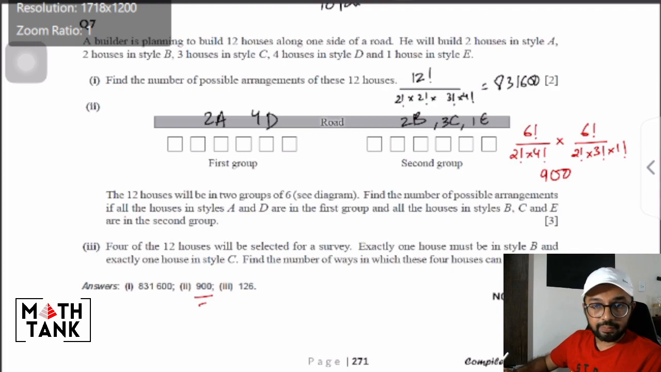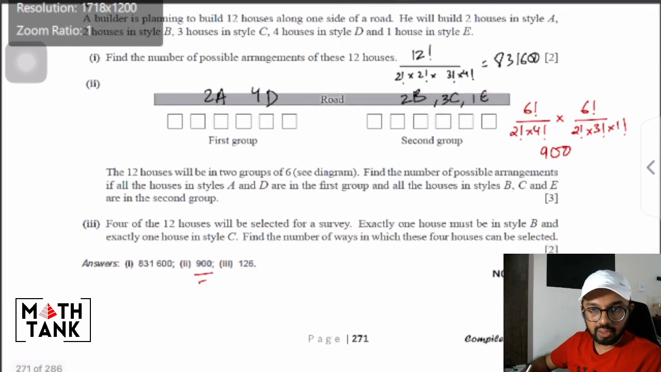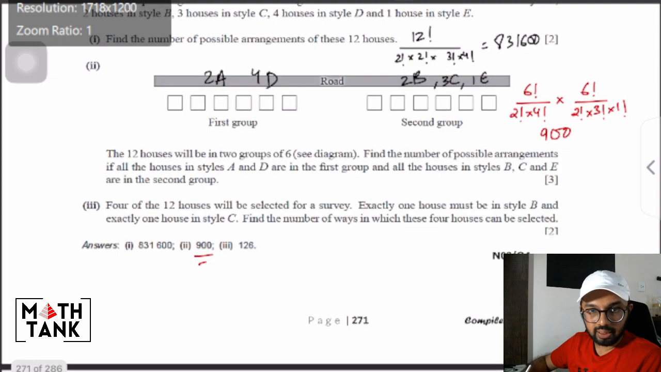Now, part 3 says 4 of the 12 houses will be selected. Exactly 1 house must be in style B, and exactly 1 house must be in style C. Find the number of ways in which these 4 houses can be selected. Since you're doing a survey, you'll be surveying the families who live in the houses. It's important to notice that I am no longer counting them as identical. Why? Because there are different houses now for me to survey, because they'll probably have different addresses or different numbers on them, and different people living in them. So they have now become distinct houses.